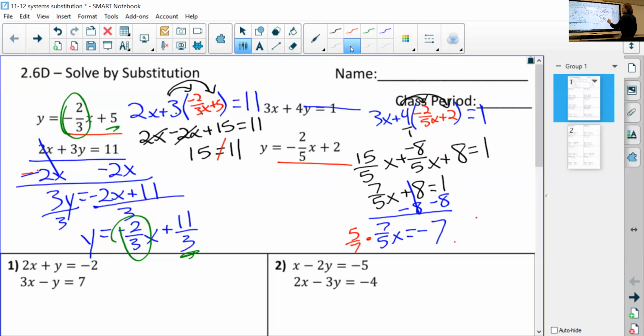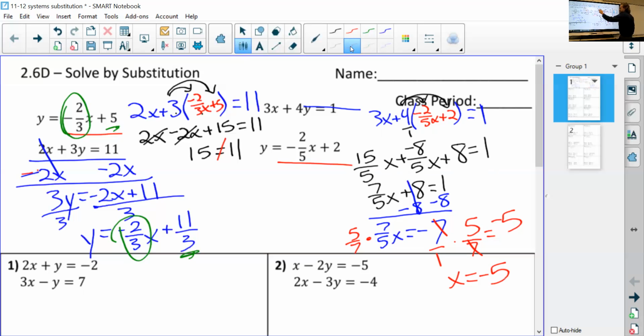So times 5/7 over here. Multiplying fractions, you go straight across. But since we have a 7, we can simplify. So this can be -1 times 5 is -5 over 1, or just -5. So x equals -5. Yikes, that was a lot of work.